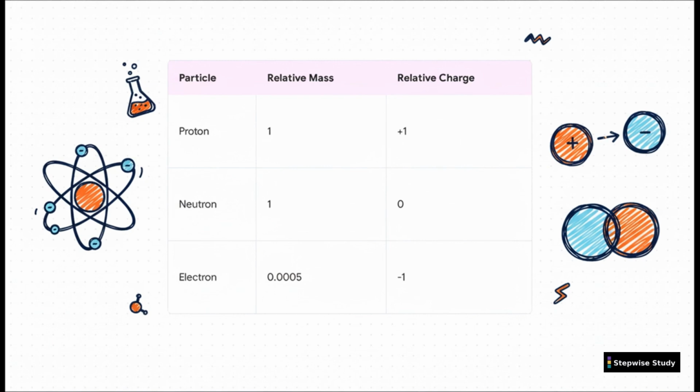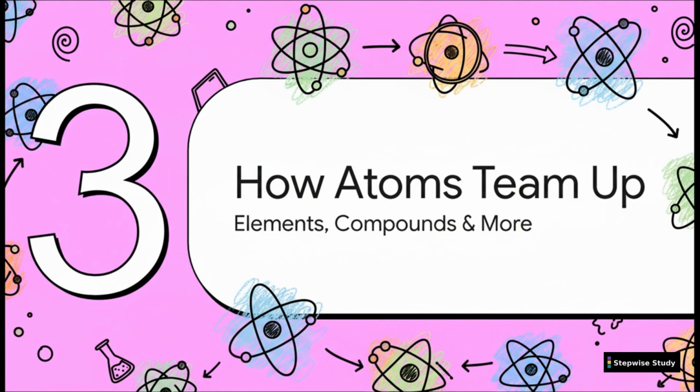In the nucleus, we have the protons, which are positive, and the neutrons, which are, you guessed it, neutral. They make up almost all the atom's weight. Then, orbiting on the outside, you have those super light, negatively charged electrons. And these charges, the positive, the negative, and the neutral, that's the absolute key to how atoms decide to team up. So, we've met our individual building blocks, but a single atom on its own is, well, a little lonely.